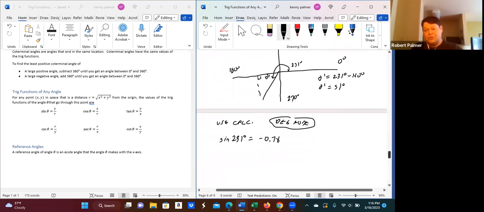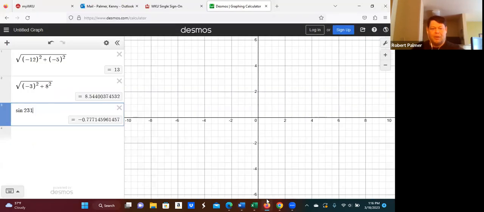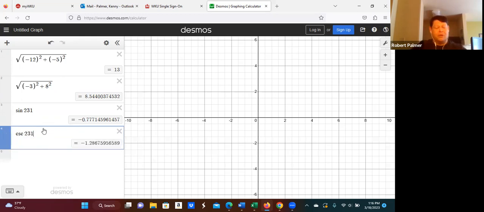Okay, and let's do one more. Let's do cosecant. So cosecant, a couple ways you can do this. If you have a cosecant, this one you can actually do on Desmos. So cosecant of 231 will also be negative since it's the reciprocal, negative 1 point, let's call it negative 1.29.